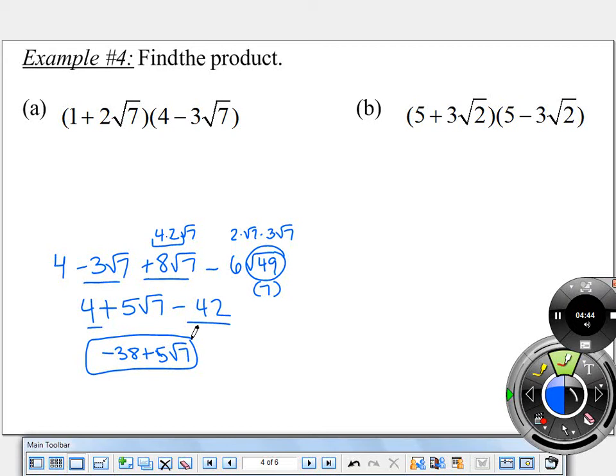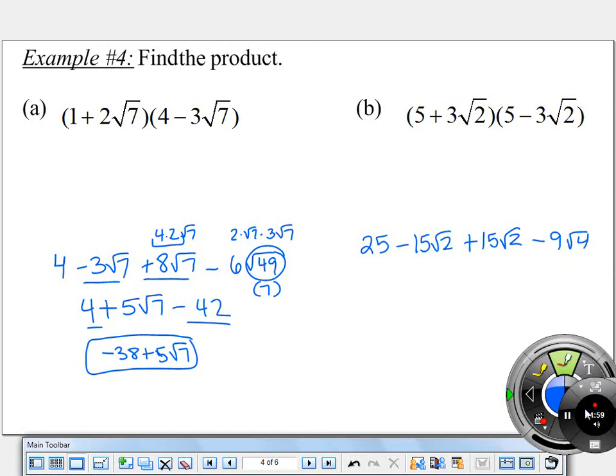Okay, so the same thing for part B. 5 times 5 is 25. 5 times 3 rad 2 is negative 15 rad 2. 5 times 3 rad 2 is positive 15 rad 2. Then we're going to have a negative 9 rad 4. So when we're looking at these like terms, they cancel each other out because they add up to 0. So we have 25, and then this is really 2, and 9 times 2 is 18. So we have 25 minus 18, which is 7.